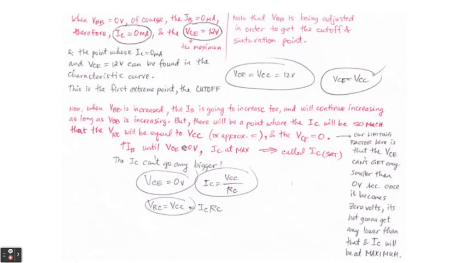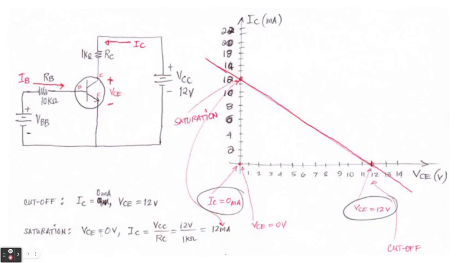Now, let's see another example here. When VBB equals 0, of course, the IB will be equal to 0. When there's no voltage source on the input side, the VBB is 0, and of course the current IB will also be 0. Therefore, the IC will also be equal to 0, and the VCE will be equal to 12 volts. This is the maximum. The point where IC equals 0 and VCE equals 12 volts can be found in the characteristic curve, and this is the first extreme point. We call it cutoff. That's why here you will see that in the cutoff, the IC equals 0 milliamperes, and our VCE, of course, will automatically be 12 volts.